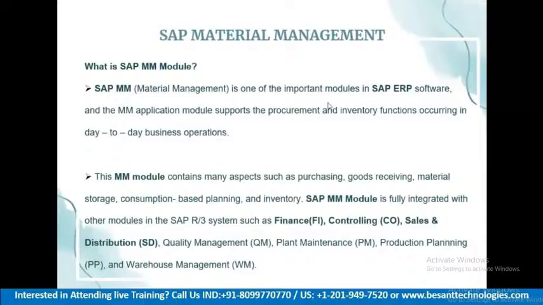Some businesses can exclude some modules. If it is a service-based industry, it doesn't have PP, it doesn't have any production, so they don't have to implement the PP module. Some businesses don't have the QM module, and there are so many modules. Everybody doesn't need all the modules, but there are some core modules: finance, purchase, sales. These are core modules in SAP which any business cannot exclude.